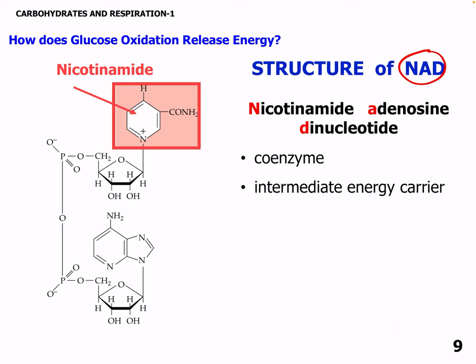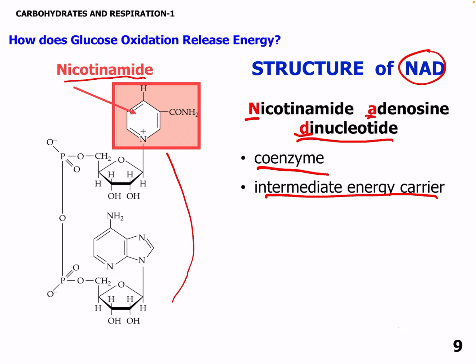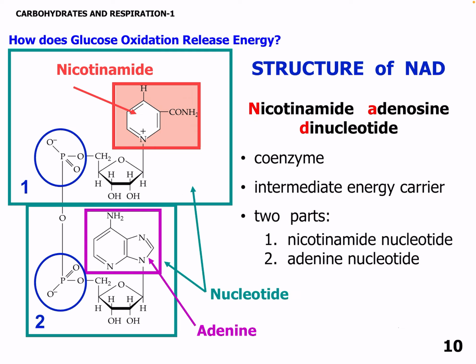So the structure of NAD. NAD stands for nicotinamide adenine dinucleotide. NAD is a coenzyme and is an intermediate energy carrier. So here's the structure of NAD, the entire thing, and then here's our nicotinamide. And then the other part includes our adenine dinucleotide. Here are our nucleotides and our adenine. Remember, adenine is one of our base-paired nucleotides. And then here we can also see our phosphates.